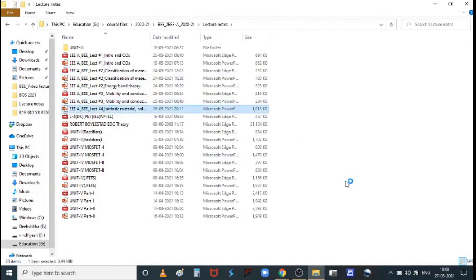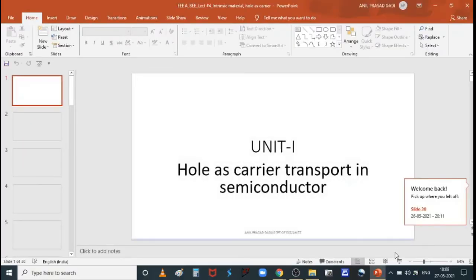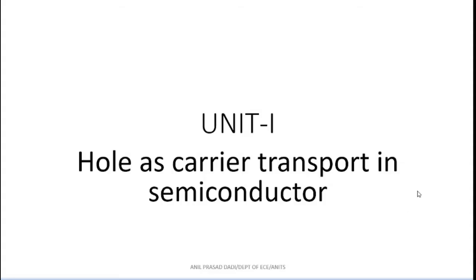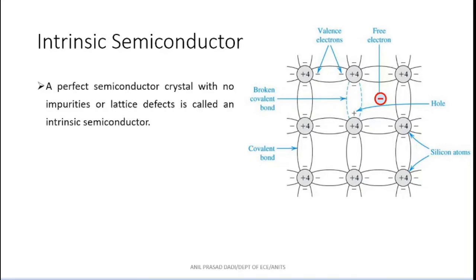Where we stopped yesterday, in the last class, intrinsic and extrinsic semiconductors, and of course we have discussed the whole carrier transport in semiconductors, right? So what is it that we discussed about intrinsic semiconductors? A perfect semiconductor crystal with no impurities or lattice defects is called an intrinsic semiconductor.